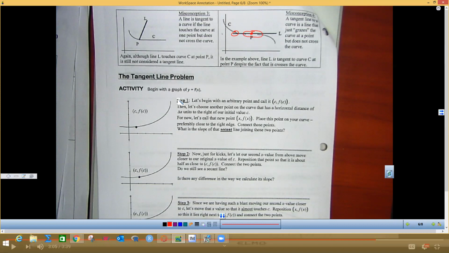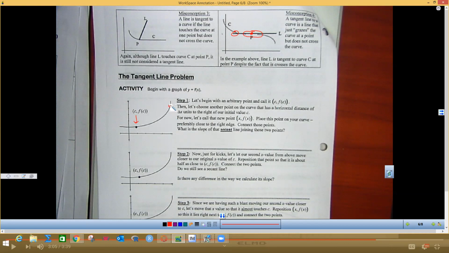So the tangent line problem says begin with a graph y equals f of x. That's this graph right here. And it says let's begin with an arbitrary point, c, f of c. That point is this one right here, c and f of c. You plug some c in, you get f of c out. And it says now let's find a new point, x, f of x, and place that point on the curve close to the right edge.